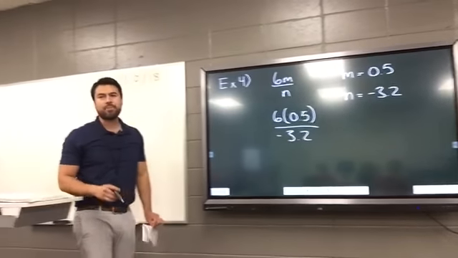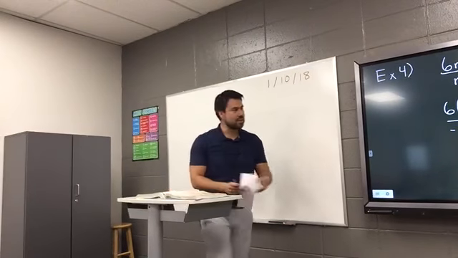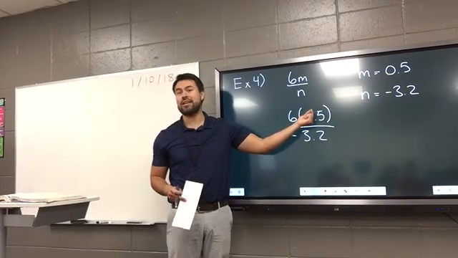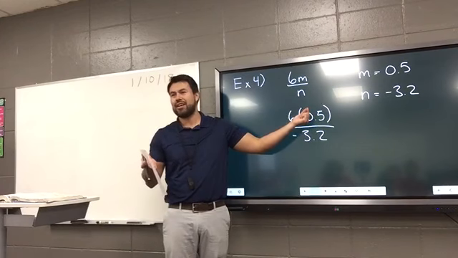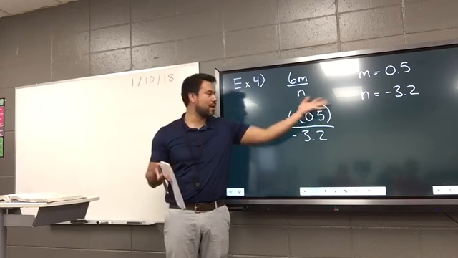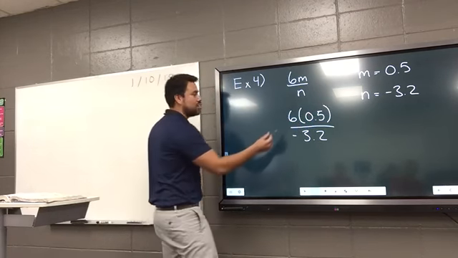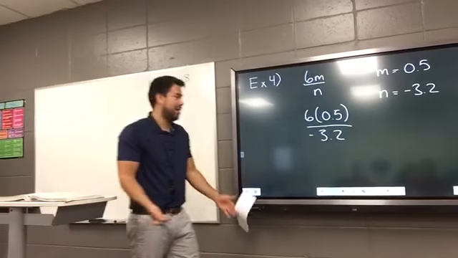Order of operations says I should do what first? Parentheses. Is there anything to do in there? Nope. Then the next step is exponents. No exponents, so we're done with that. Then you go to multiplication and division, and you do this multiplication first. What's 6 times 0.5? 3.